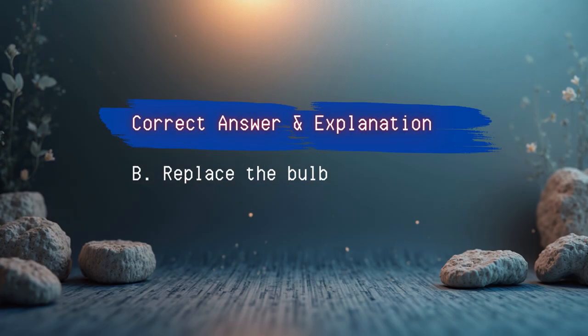Replace the bulb. If the projector is receiving a valid video signal but displays no image, a burnt out or failing bulb is a common cause, especially for traditional lamp-based projectors. Projector bulbs dim over time and eventually fail. Most projectors won't show anything or may flash a LED warning when the bulb is dead. Replacing the bulb is the logical next step after confirming the video source and connection are good.